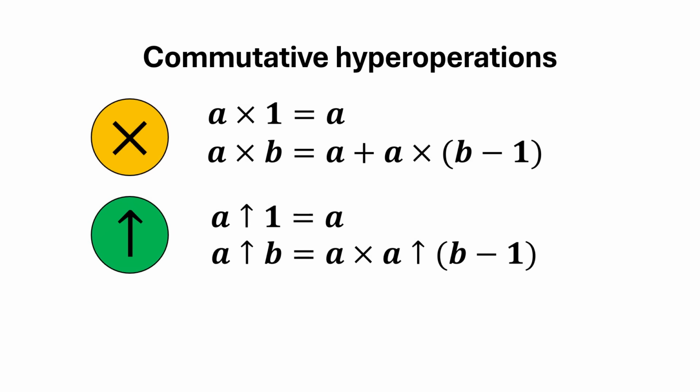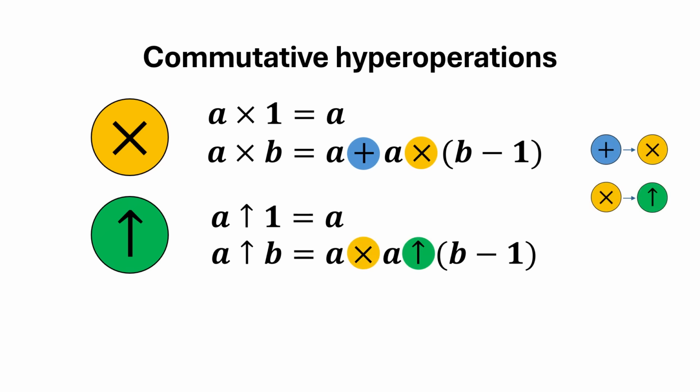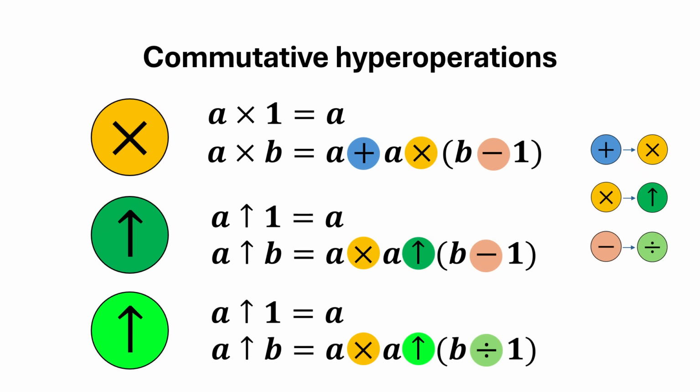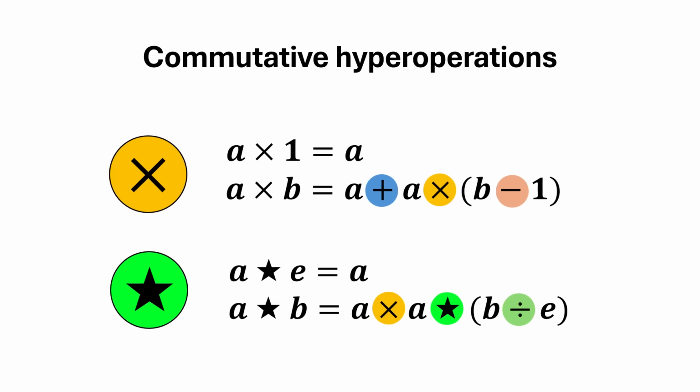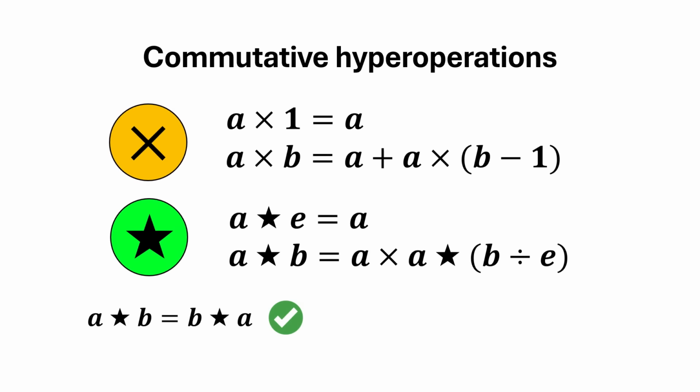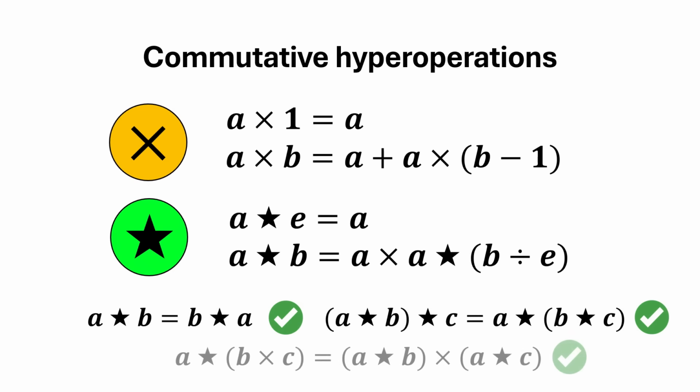Here is the recursive definition of multiplication and exponentiation. As we know it, we basically just swap these operations to higher ones in the hierarchy. But what would happen if we did the same thing here, swapping subtraction with division? Dividing by 1 here won't make any difference. Since 1 is the identity element of both multiplication and exponentiation, we need a new identity element here. Let's choose e. This right here is a completely new operation that iterates over multiplication, but in a different way. And even better, it's commutative, associative, and even distributes over multiplication.